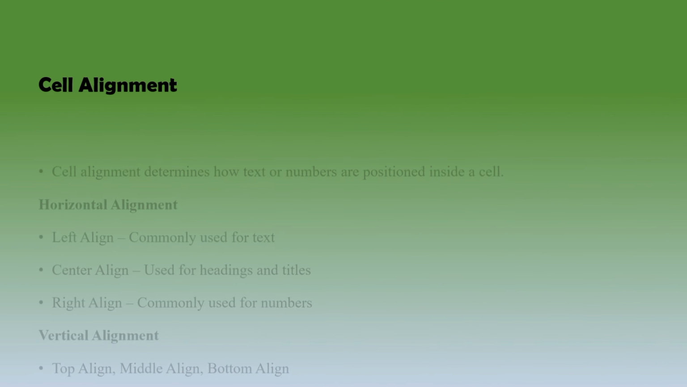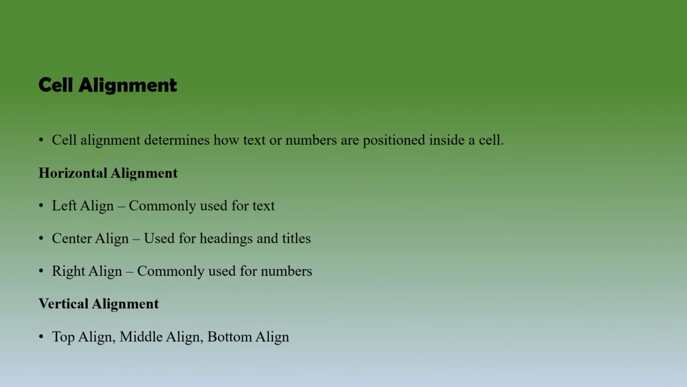Cell alignment controls how text or numbers are positioned inside a cell. Excel provides both horizontal and vertical alignment options. Horizontal alignment includes left, center, and right alignment. Text is usually left aligned, headings are center aligned, and numbers are right aligned.